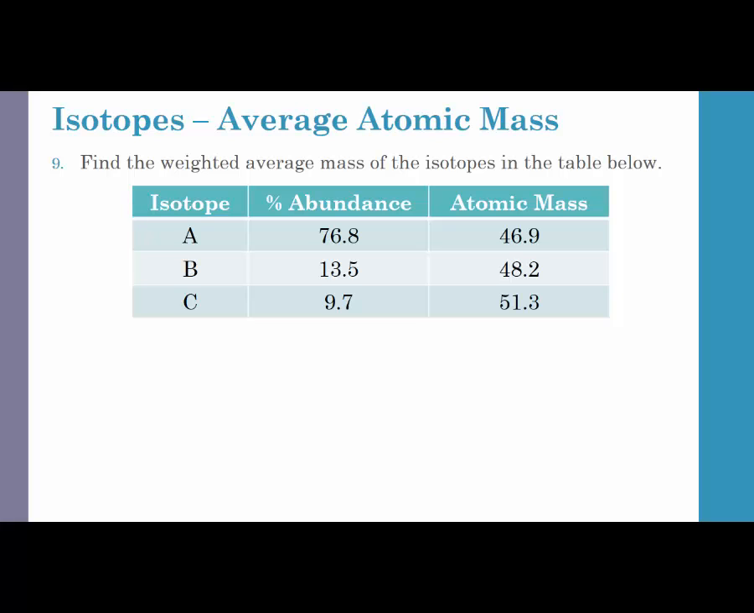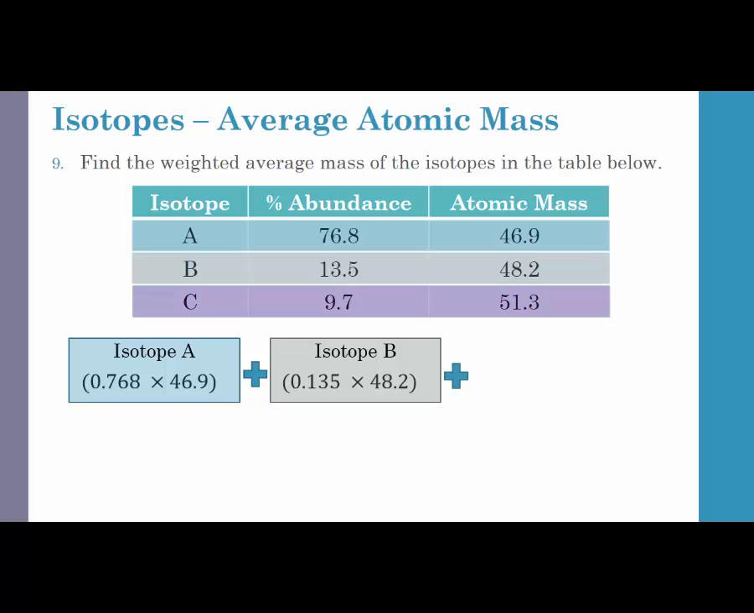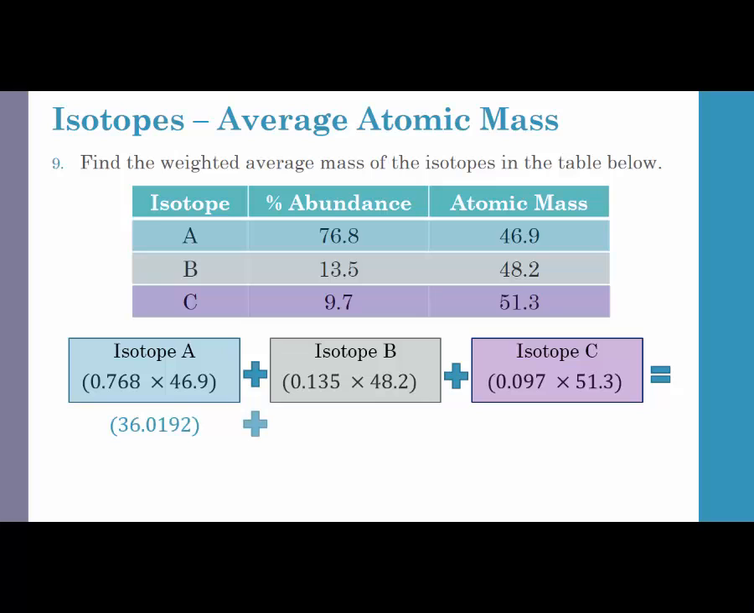The next problem asks us to find the weighted average of the isotopes in the table. So this information is just presented a little bit differently, but we're going to do basically the same thing. First, I need to take that percent abundance and get it into a decimal percent. And then I'm going to multiply that by the atomic mass. I'm going to do that calculation for all three of my isotopes. So I get those numbers, add everything together, and then there's my weighted average.